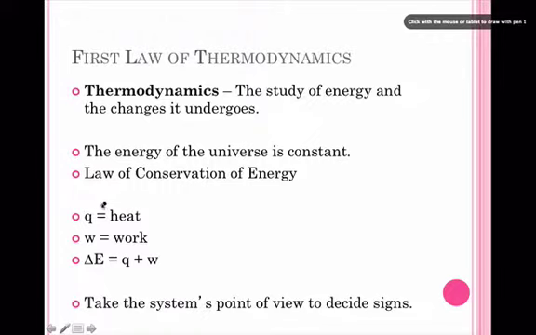Here are some equations. Q is what we use to represent heat. That's the variable that we use. W is for work. And the change in energy is equal to the heat plus the work. And that goes right along with what we said at the very beginning, that energy is made of heat and work. When we're doing these, we always want to make sure that we take the system's point of view to decide the signs on heat and work.